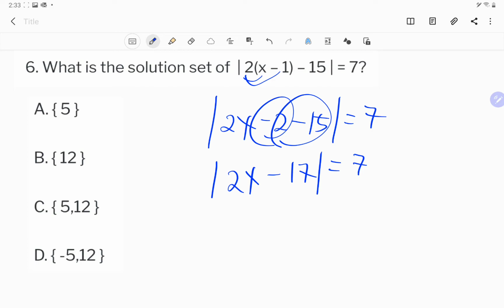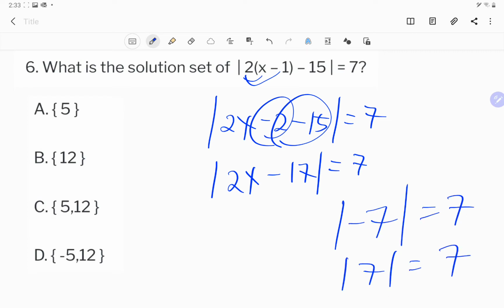Now we're ready to deal with the absolute value. Remember, the absolute value of any number is just the distance of a point from 0. So the absolute value of any number is always a positive number. For example, the absolute value of negative 7 is equal to 7, and the absolute value of 7 is still 7. That means the absolute value of any negative number is positive, and the absolute value of any positive number is still the same positive number. So in this case, we're going to have at least 2 answers.